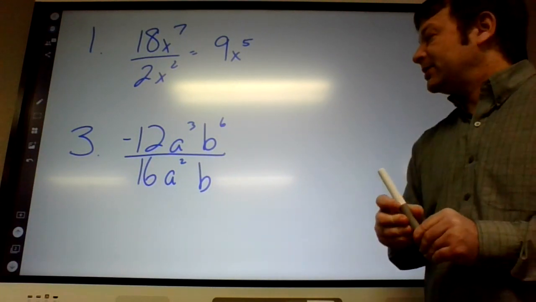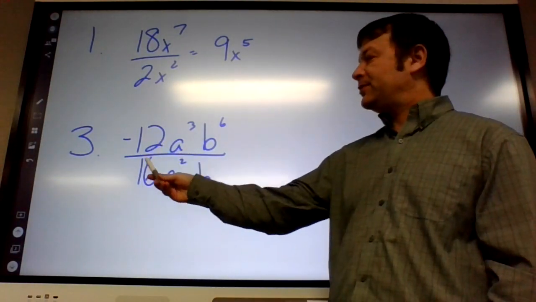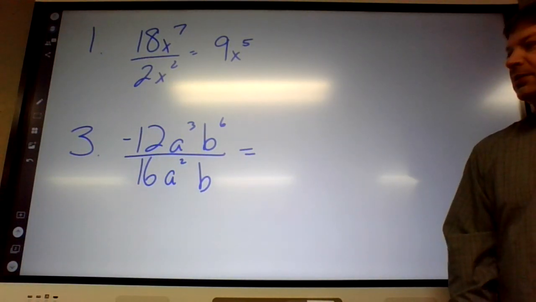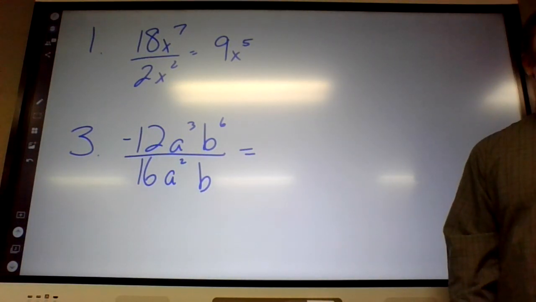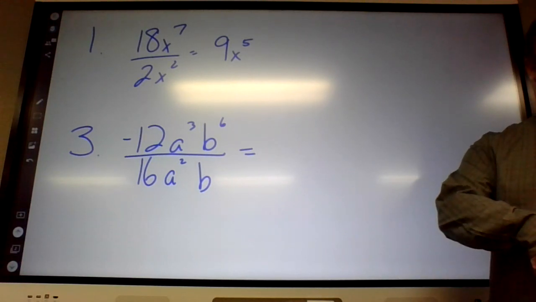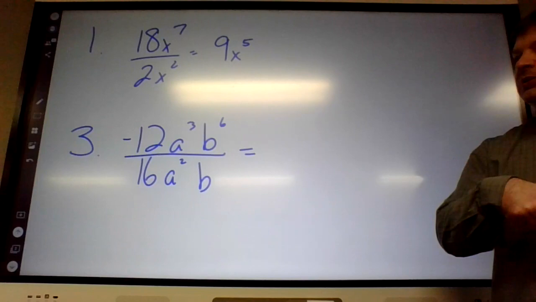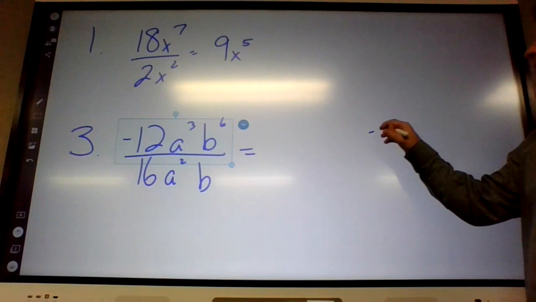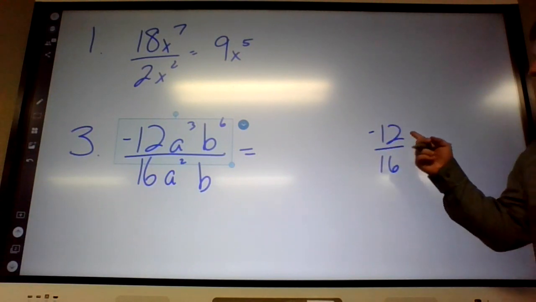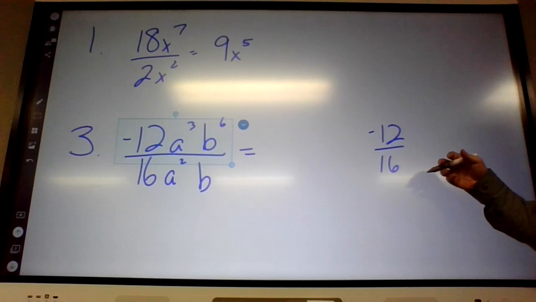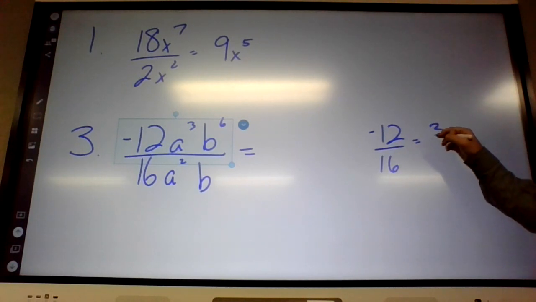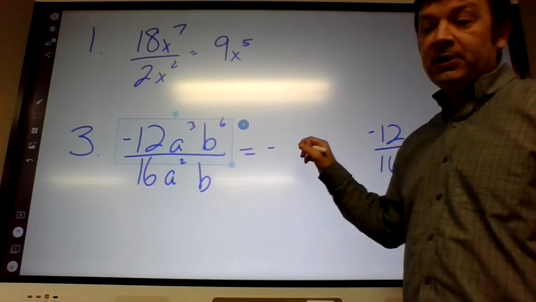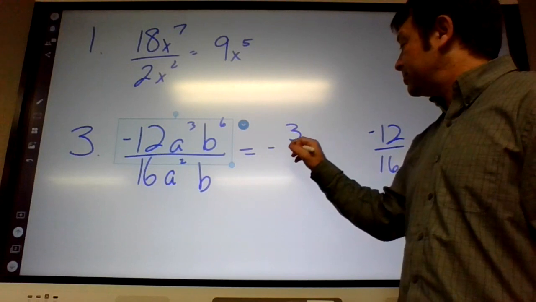All right, Hank, what can I do with negative 12 over 16? Does 12 divide by 16? No, but what can we do? We can reduce it. So what do these both divide by? 4. Yes, they both divide by 4. Also, you can put this in your calculator and just hit as a fraction and hit equals. But if you divide them by 4, you just get negative 3/4, right? So that's what we're going to do.